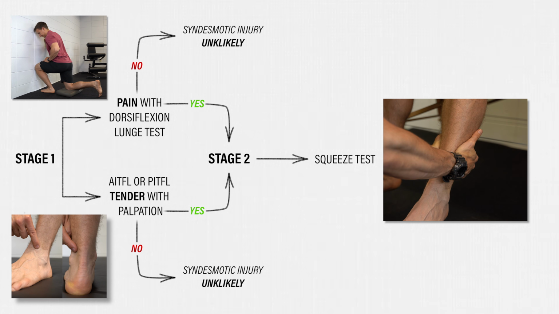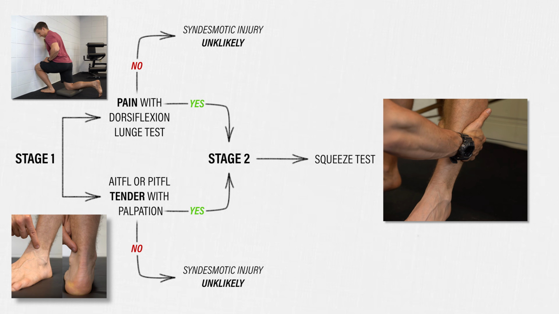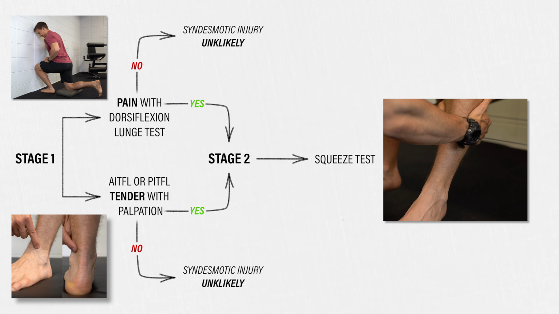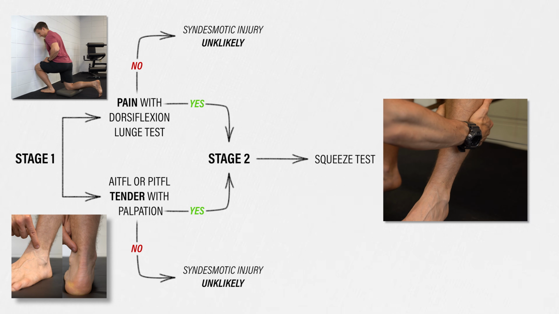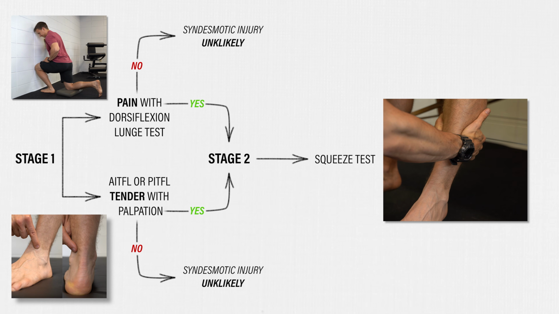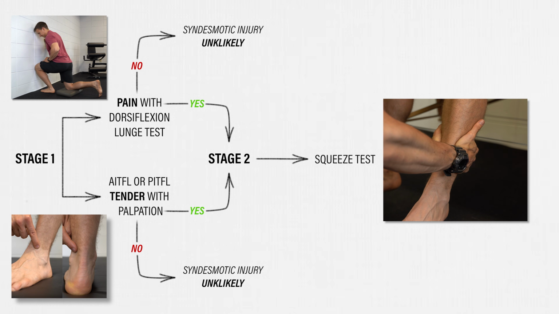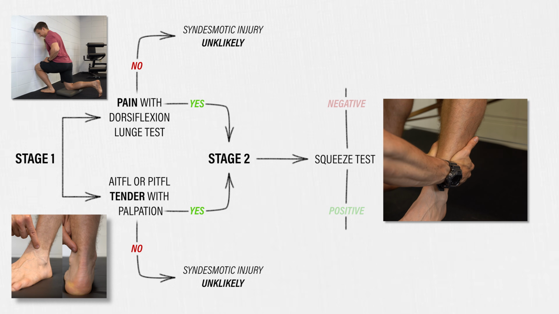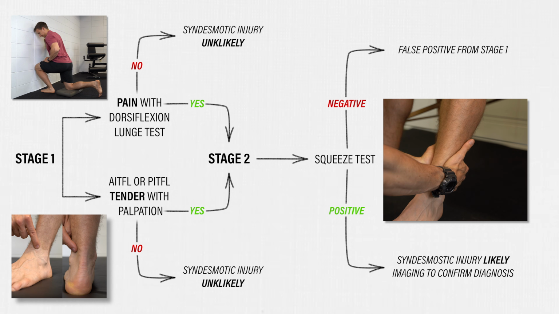Stage 2 has one procedure, the squeeze test. The intention of the squeeze test is to gap the joint and stress the syndesmotic ligaments without stressing the ligaments normally injured in a lateral ankle sprain. If the squeeze test reproduces symptoms, a syndesmotic injury is suspected and imaging may be warranted to confirm the diagnosis.